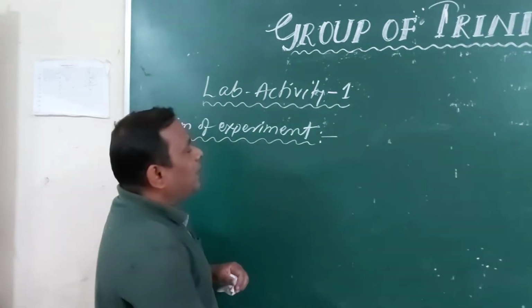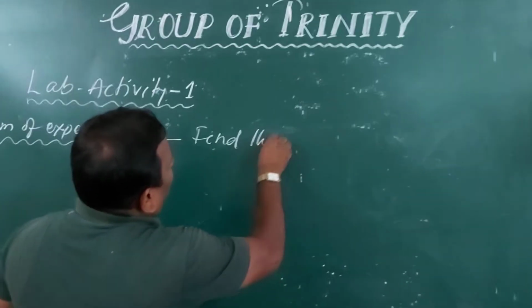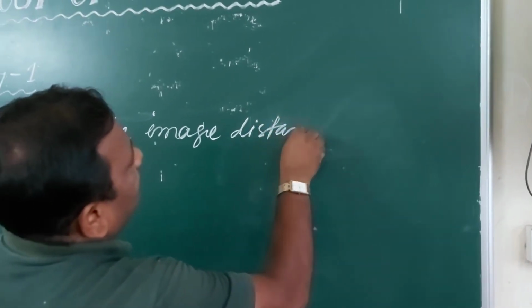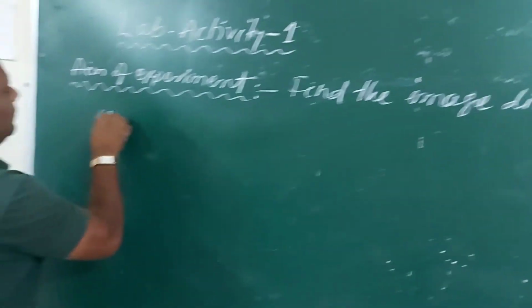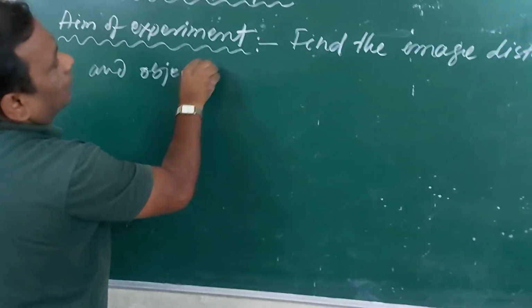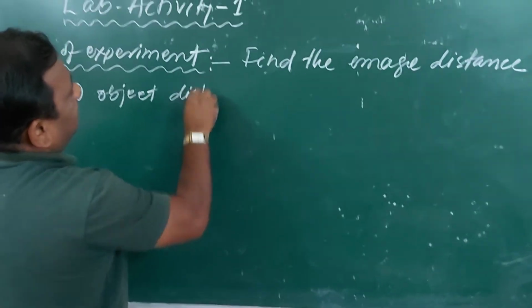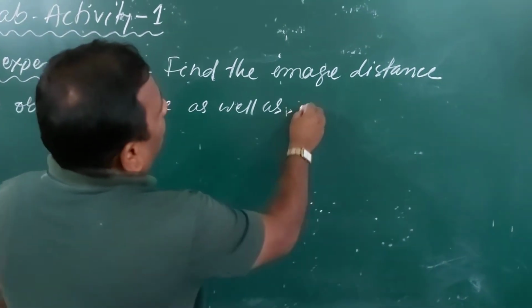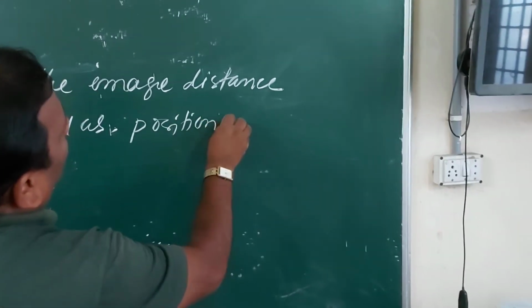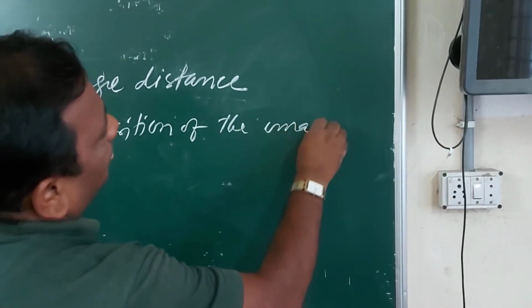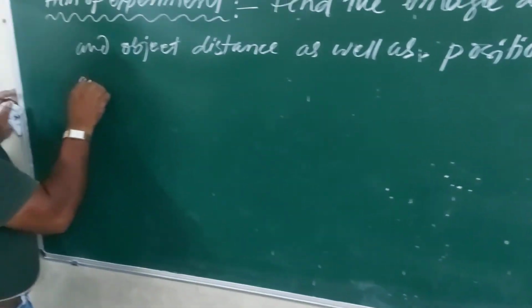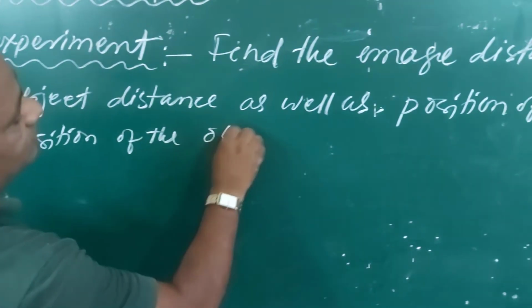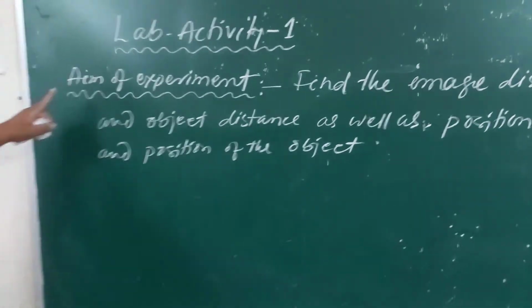The aim of the experiment is to find the image distance, and object distance, as well as the position of the image, and the position of the object, alright? Okay, so here is the aim of the experiment.